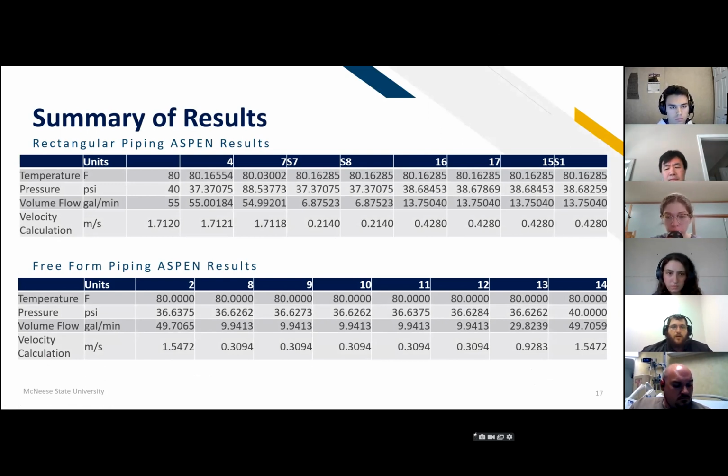After running the simulations, it was determined that for the rectangular pool, there was an overall flow rate of 54.99 gallons per minute. And after calculation, the velocity was 1.71 meters per second. And for the freeform pool, the overall flow rate was 49.71 gallons per minute and the velocity was 1.55 meters per second.